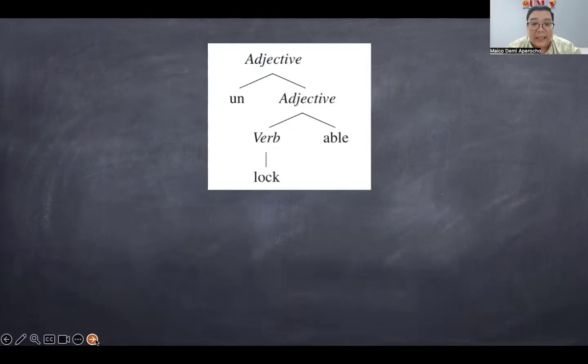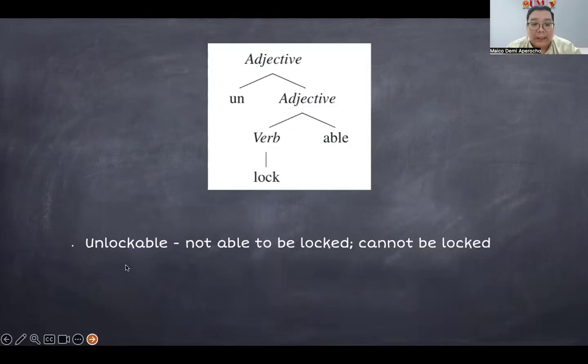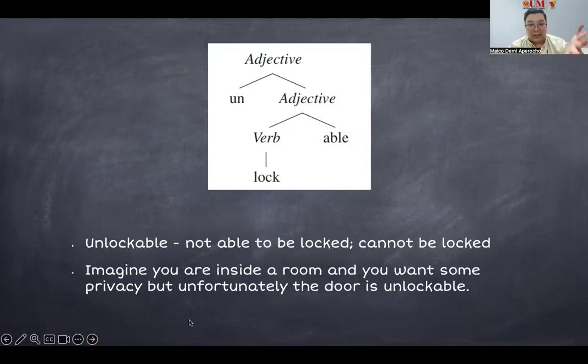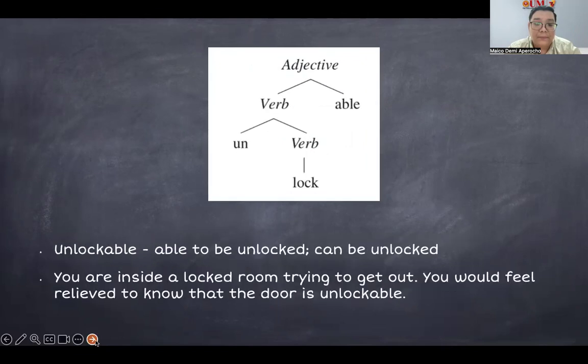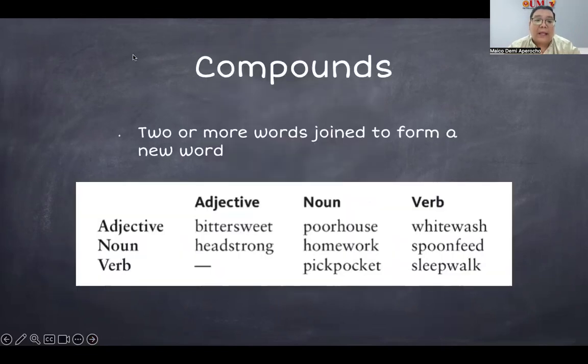So this is another example for unlockable. Unlockable could mean not able to be locked, cannot be locked. In this case, imagine you are inside the room and you want some privacy, but unfortunately, the door is unlockable. Okay?